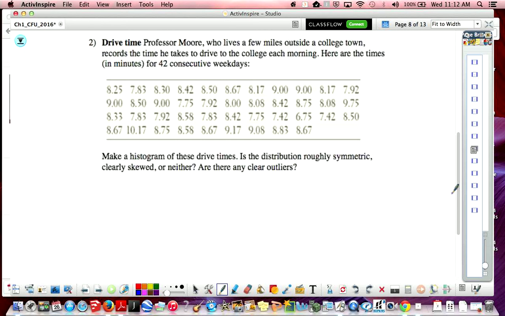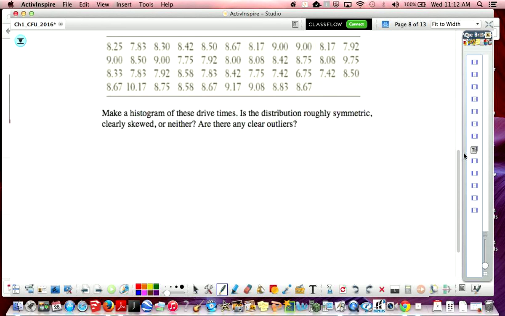Is the distribution roughly symmetric, clearly skewed, or neither? Are there any clear outliers? All right, so now what we have to decide is how to graph this. Again, with the histogram, the key thing is you got to decide what's going to be your bin width. So one of the things I'm going to look for is the lowest drive time. Here I see 6.75, and the highest drive time, I see a 10.17.